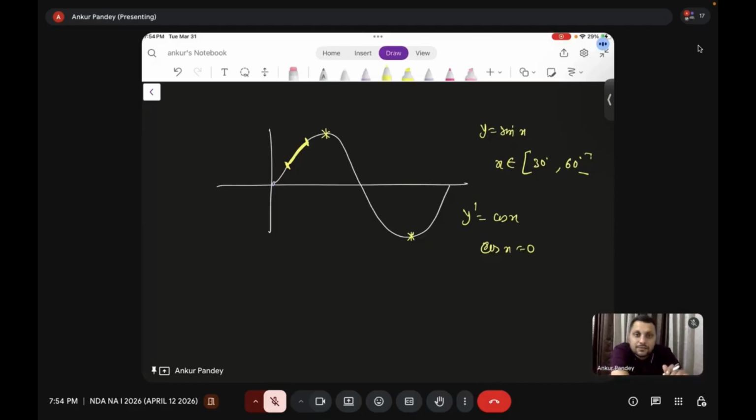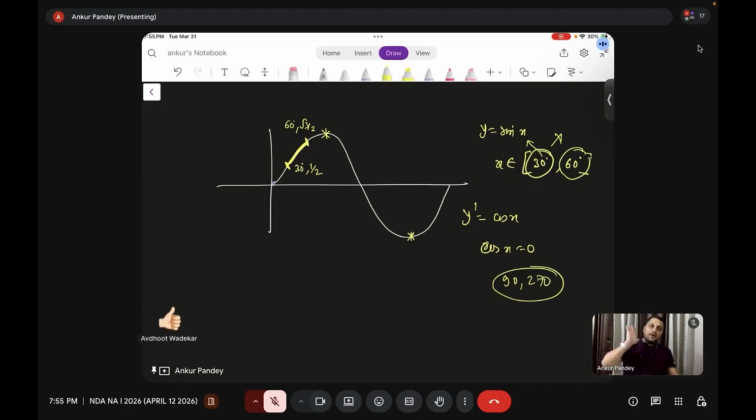So when you put cos x equal to 0, you get 90 and 270. Both do not belong to this interval. Then what you do is directly put in sin x: 30 degree gives 1 by 2 and 60 degree gives root 3 by 2. So they become your local maxima, in this case 60 degree, and local minima, in this case 30 degree. Understood? Clear?